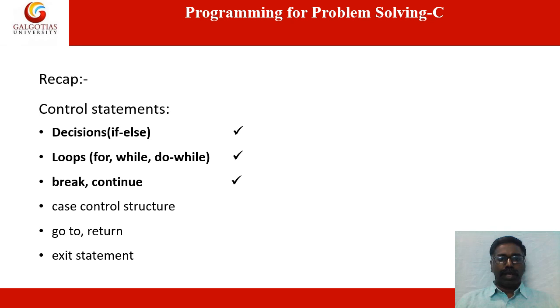This is for the recap of the previous session. The control statements in C are subdivided into major groups: decision statement, loop statement, break and continue, case control structure, goto, and exit statement. Among these, in the previous two sessions, we have discussed decision statements, loop statements, break and continue. Further, case control structure, goto statements, and exit statements will be discussed in this session.